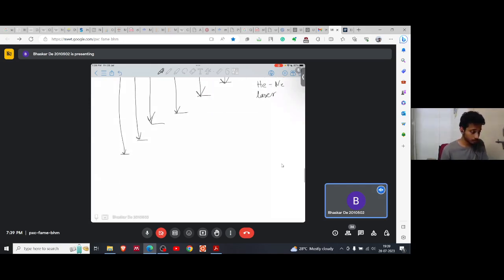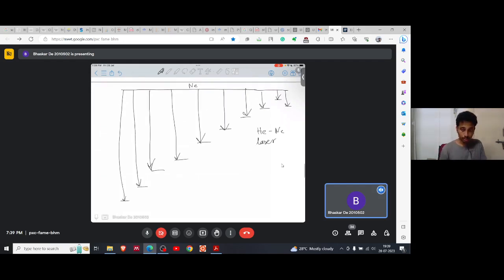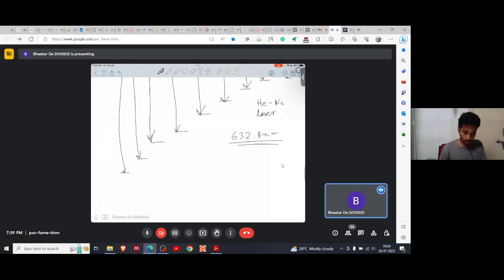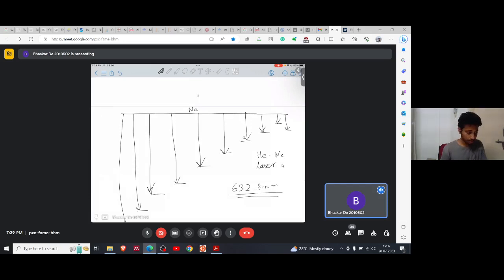Now, as you can see there are all these transitions, but if you search in Google or somewhere, you will see that the helium neon laser operates at 632.8 nanometer. So this one transition is the most intense or most feasible transition out of these 10 transitions. But when we calculate the decay of this upper level, we have to consider all these transitions.